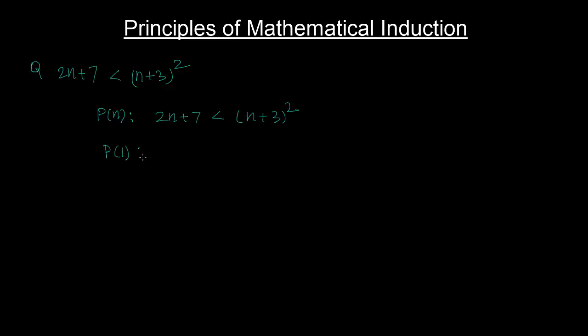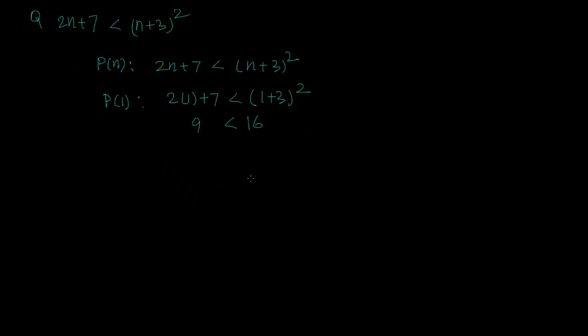P(1) is 2 into 1 plus 7 is less than (1 plus 3) whole square, and this tells you that 9 is less than 16, which is true. So I see that P(1) is true. This is the trigger, correct? Actually, this is a trigger.